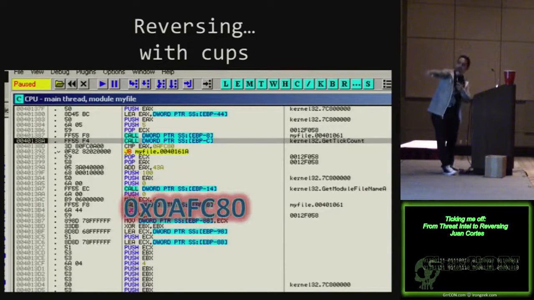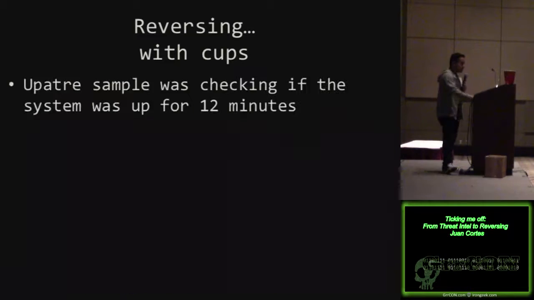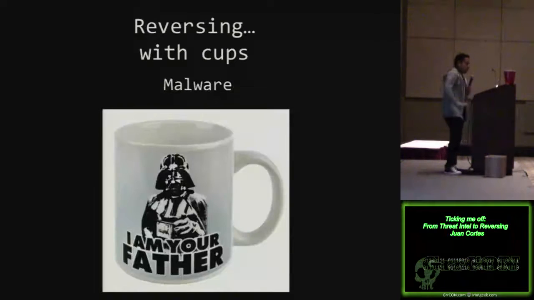And the value that it's comparing it to is hex 08FC80, which is close to 12 minutes. So the Apache sample was checking whether the system was up for 12 minutes. If it wasn't, it exited out and just didn't do any of the cool stuff that it was meant to do. Again, we don't care what that cool stuff was doing. We just care why it wasn't running. We figured it out. We moved on.